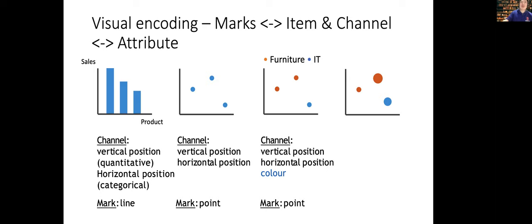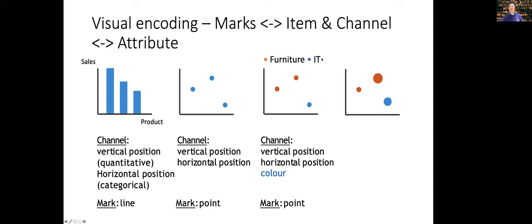So the attributes are the columns from the spreadsheet, right? I think everyone gets that. The attribute itself doesn't have any visual, so you cannot see it visually. You can only see the channels when you decide to represent attributes in a certain way. So the attributes here are product, which is the product name on the x-axis, and sales on the y-axis. And then the color represents some product category or type.